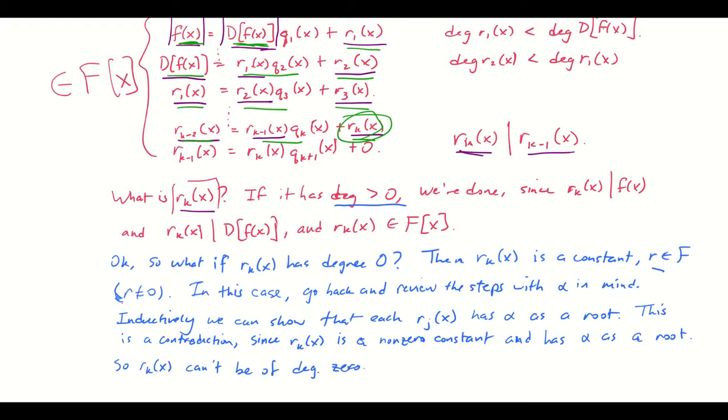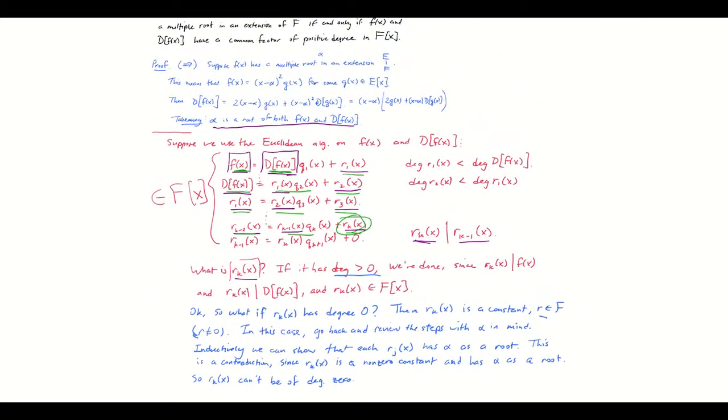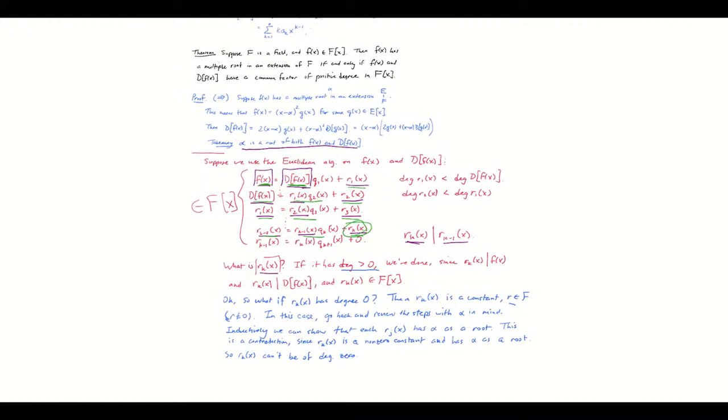So reviewing the argument, the only possibility is that we end up with a non-zero remainder of positive degree, and that ends up being a common factor in F adjoin x of both f of x and its derivative. So I think we are done with that part of the argument, and now this video is about 15 minutes long, so I think we'll move to another video for the other half of the argument.